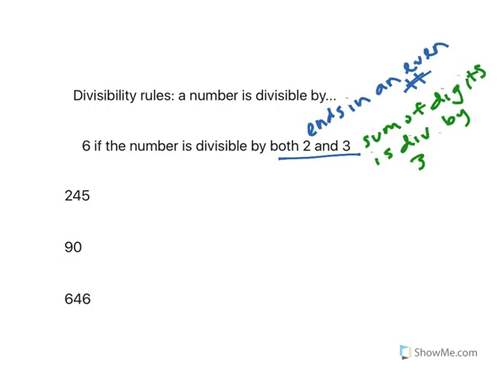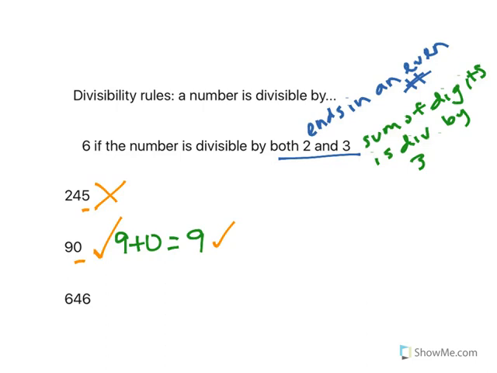Let's see if it's even. 245 ends in a 5. That is not an even number, so automatically 245 is out. It can't be divided by 6. 90 ends in a 0. Okay, so that's like a half of a check mark, because that means it can be divided by 2. And then we have to check, is the sum of the digits divisible by 3? So 90 is 9 plus 0, which equals 9. Can 9 be divided by 3? Yes, it can. So that means 90 can be divided by 6.